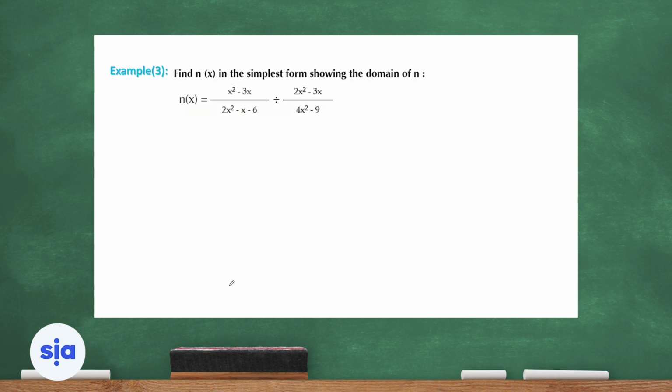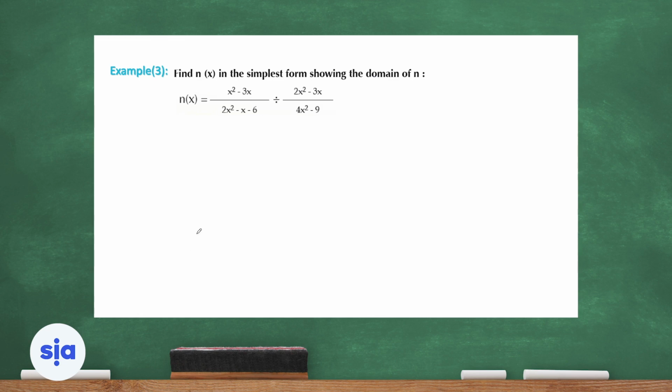Example 3. The question again is asking us to simplify and find the domain. Here we have x squared minus 3x over 2x squared minus x minus 6, divided by 2x squared minus 3x over 4x squared minus 9. While factoring, think first for the common factor or the highest common factor, and then factorize each of the expressions that we have.